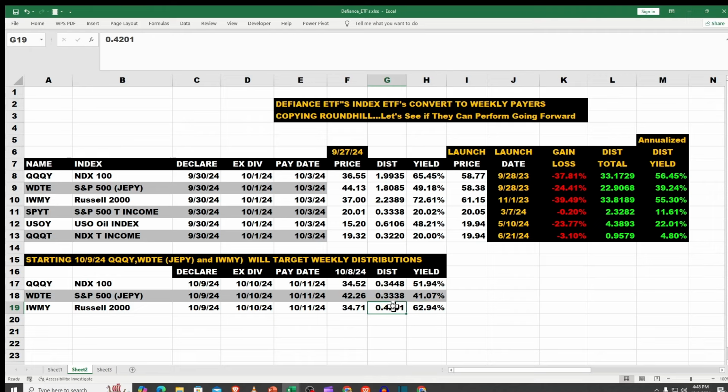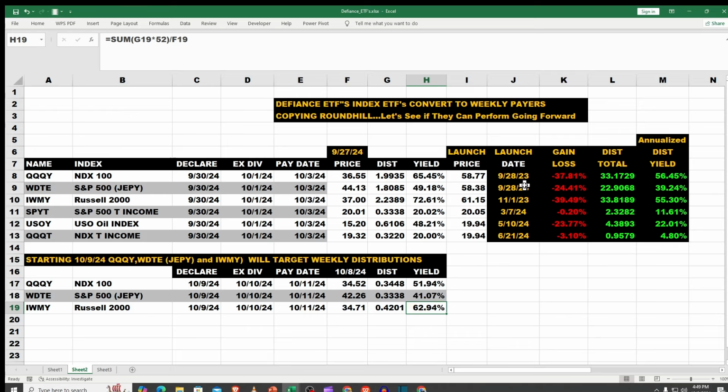a 62.94 yield. So the way these yields are done now, you're taking this weekly value and multiplying it by 52 and dividing it by the closing price prior to declaration day. So that's how this yield works, very, very close to Defiance, as you may see, 52.07 or something, it's so close, it's a rounding error.